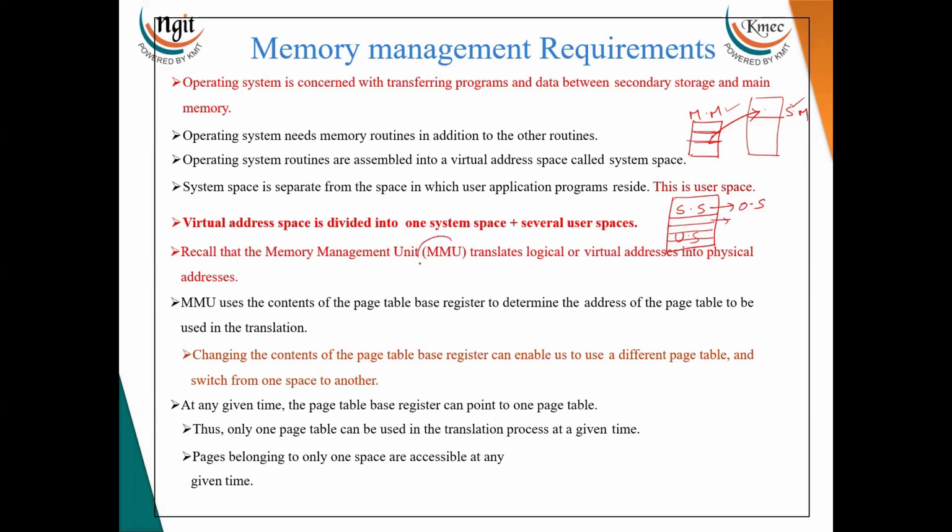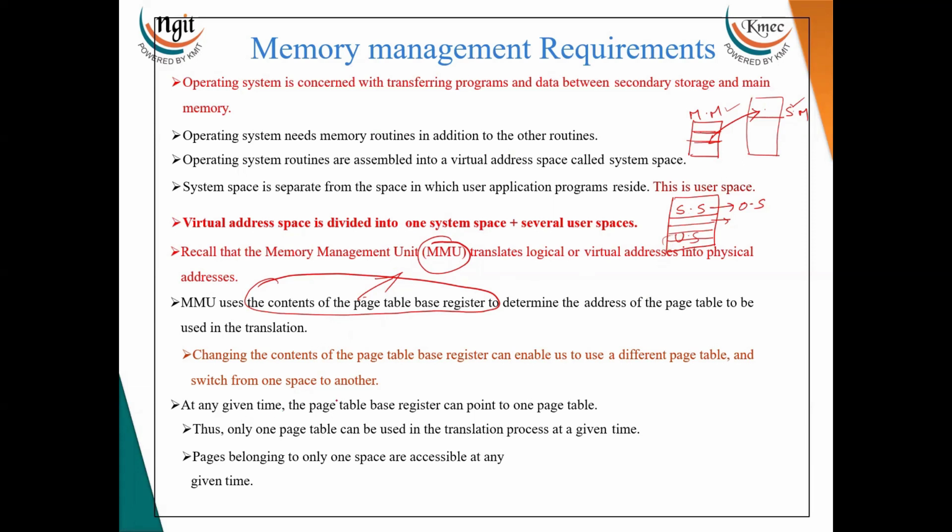Now here, in the last lecture we studied that the MMU translates the virtual address into the physical address. How does it translate? By taking the content of the page table base register and adding it to the virtual address, it generates the physical address. If we change the page table base register content, it will switch from one user to the other user. Here, many users are there, including the system space and multiple user spaces. How do we switch from one user to another? By changing the content of the base register, the operating system automatically changes from one space to another space.